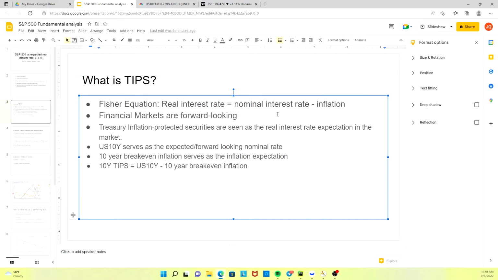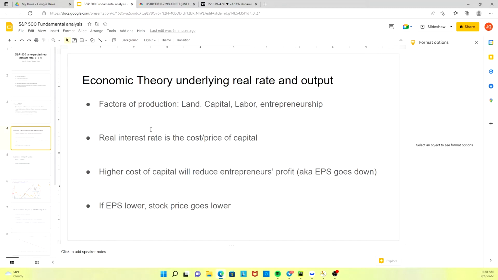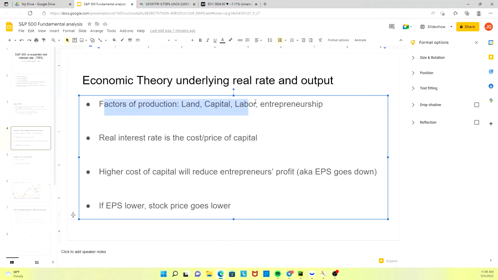So what's the relationship between the real interest rate and the stock price, you may wonder. Here I'm going to talk a little bit about the economic theory underlying the real interest rate and the output. In economics, we divide the factors of production into 4 categories. First is land, the second is capital, the third is labor, and the last one is entrepreneurship. In particular, the real interest rate is the cost or the price of capital. So a higher cost of capital usually will reduce the firm's profit. The firm's profit, aka the EPS, will go down. And if the EPS goes down, the stock price goes down. So that's the logic behind it.